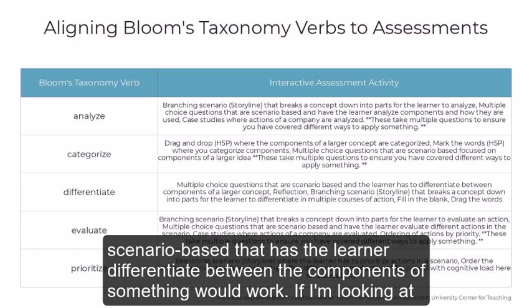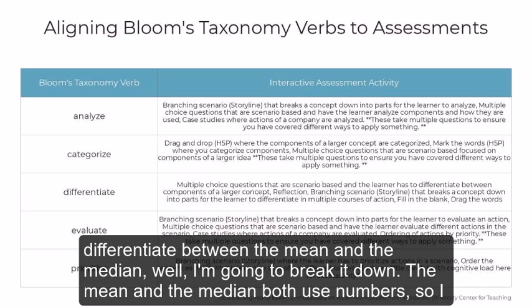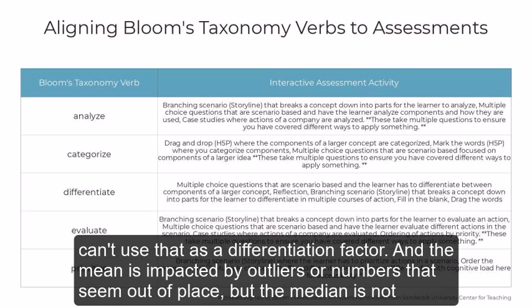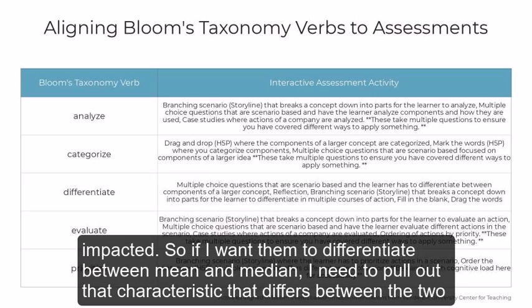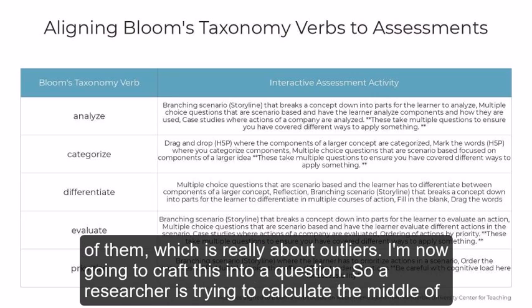If I'm looking at differentiating between the mean and the median, well, I'm going to break it down. The mean and the median both use numbers, so I can't use that as a differentiation factor. And the mean is impacted by outliers, or numbers that seem out of place, but the median is not impacted. So if I want them to differentiate between mean and median, I need to pull out that characteristic that differs between the two of them, which is really about outliers.